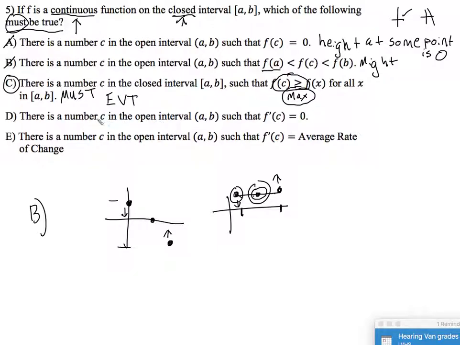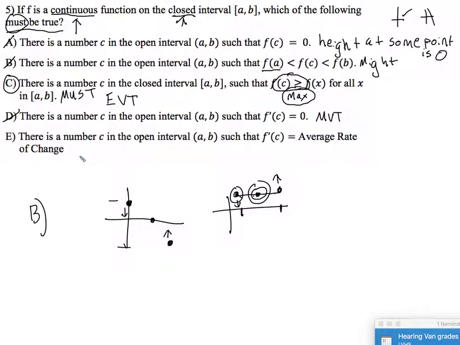There's a number c in the open interval. This is saying that the slope is equal to 0. We could use MVT if it was differentiable, which it's not, and if we had the average rate, which was 0, which we don't know. So there's 2 things that we don't know, so this one cannot be true. Or it might be true, it might not be true.